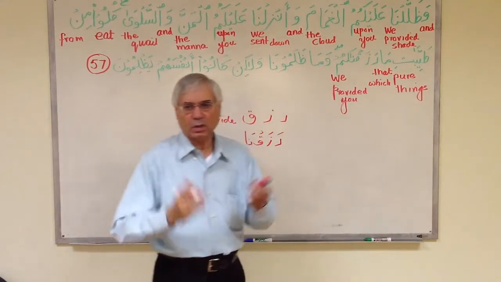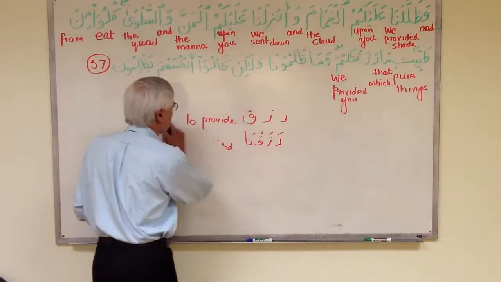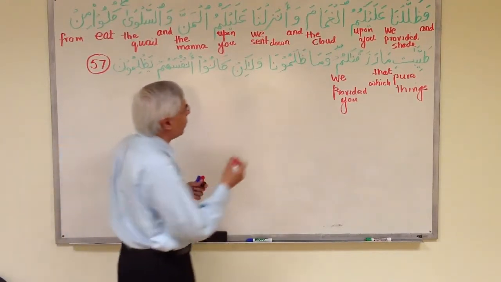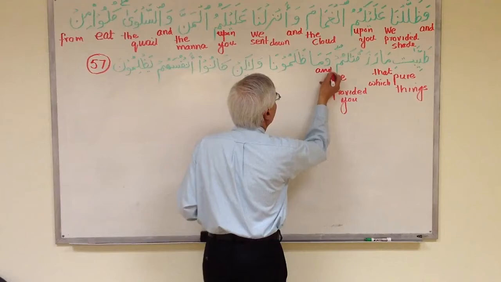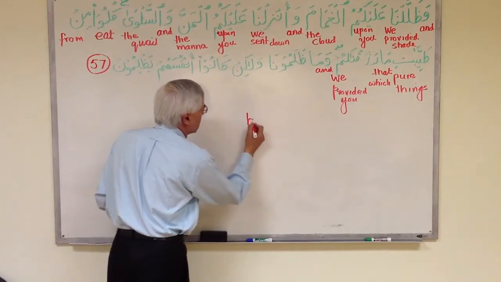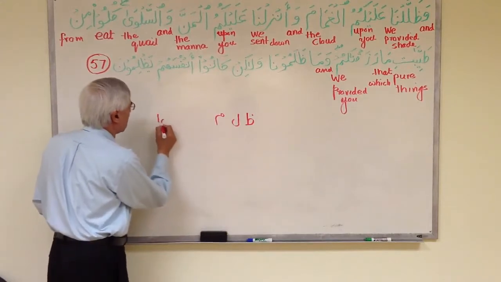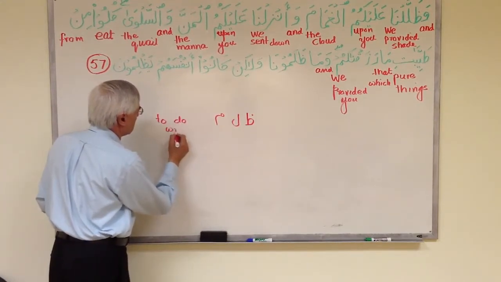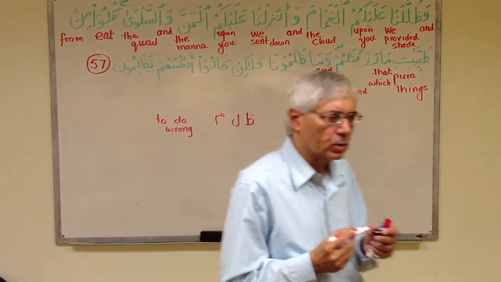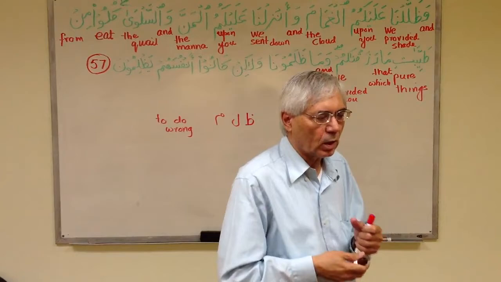We gave you the result of these things. Now, the next letter is waw, which means and. The next word starts with these three letters, zad, lam and mim. This means to do wrong. Zulm means a wrong thing. Zalama, he did wrong.